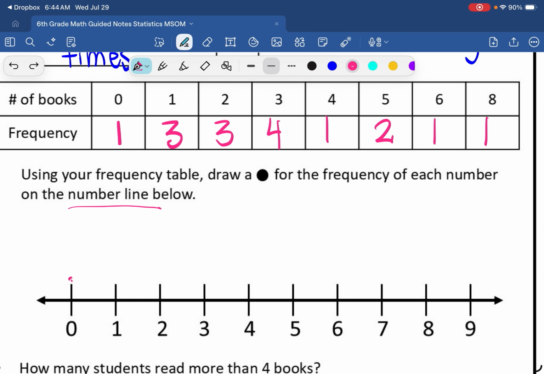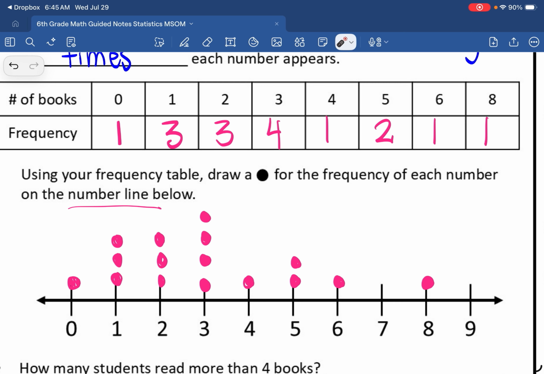0 is 1 time, so it's 1 dot. 1 will be 3 times, so we're going to do 3 dots. And you want to do this nicely so you can actually get some information from it. Number of books, 2 will be 3 times, so go ahead and finish filling out your dots. There is my dot plot. Notice that I have no 7 in my data, so this will just be left blank. But notice how I did my best to line up my dots horizontally.